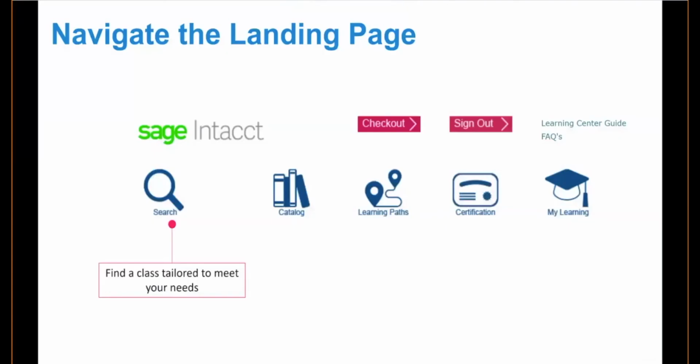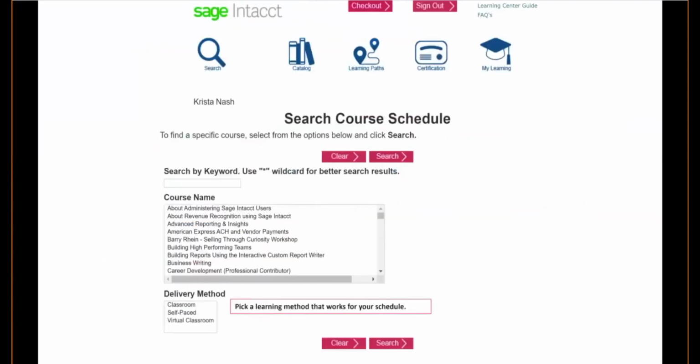The landing page will give you access to all areas of the Learning Center, your first option being the search function on the far left. You can search a multitude of topics via the search bar, either by known class name or by using the asterisk as a wildcard tool to search by a term if you don't know the exact name. You can also search by keyword, delivery method, or location as well.